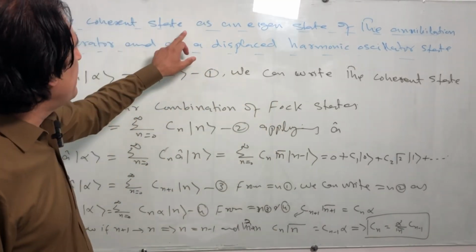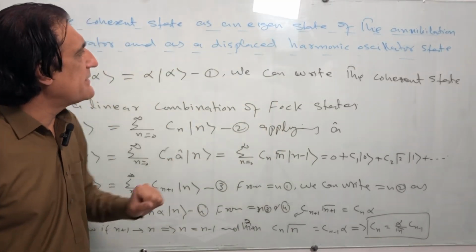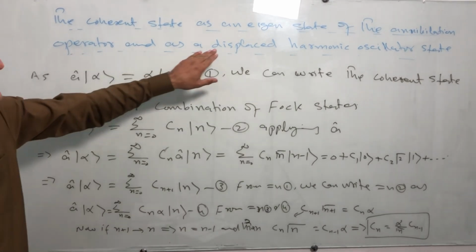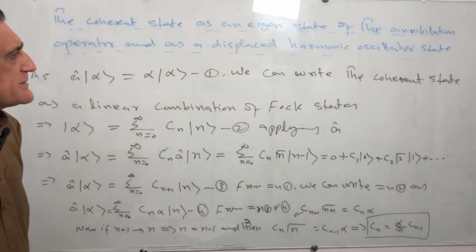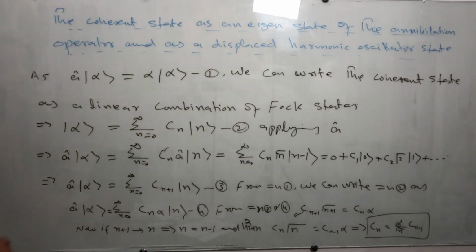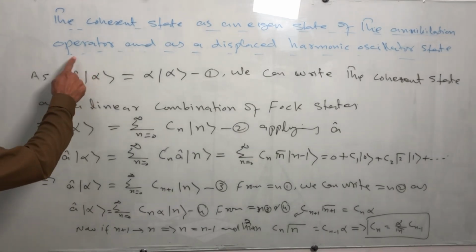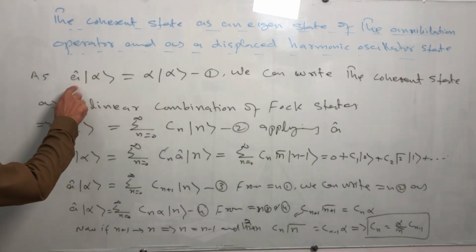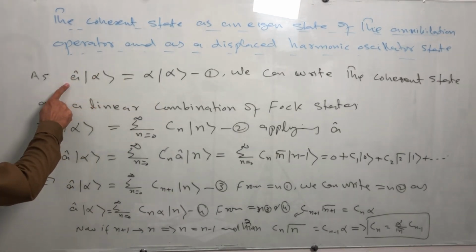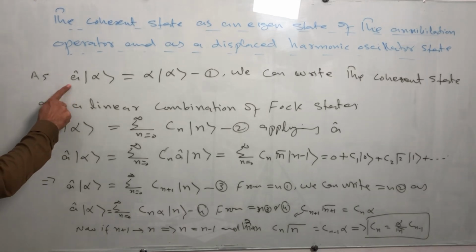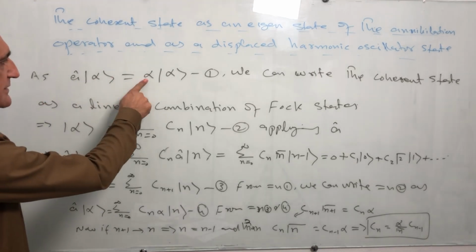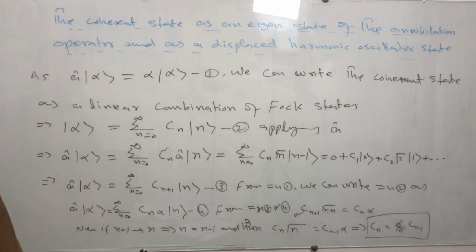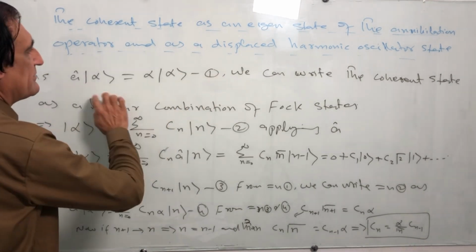The coherent state is an eigenstate of the annihilation operator and is a displaced harmonic oscillator state. Let we have a coherent state, and if we apply the annihilation operator, then we can get the eigenvalue and the state as the coherent state. So this is equation number one.